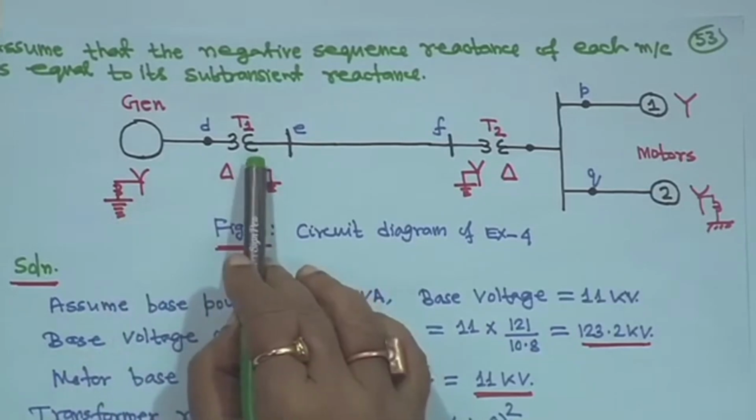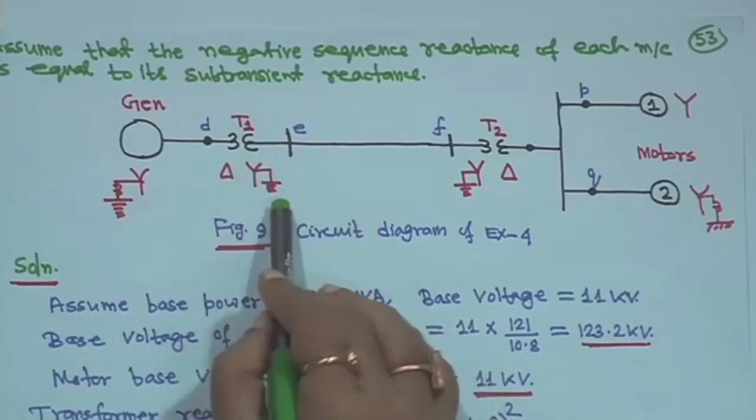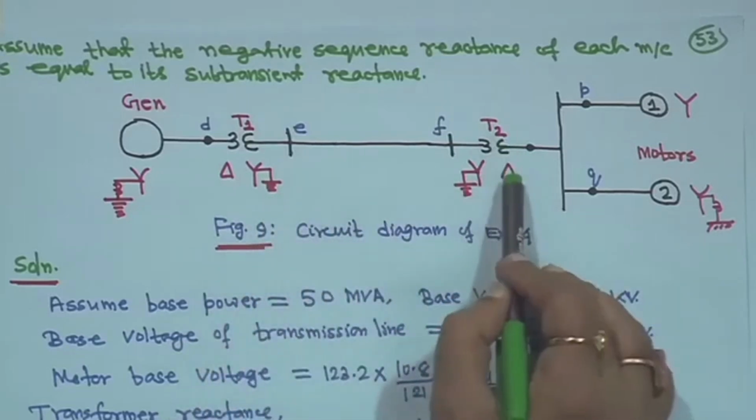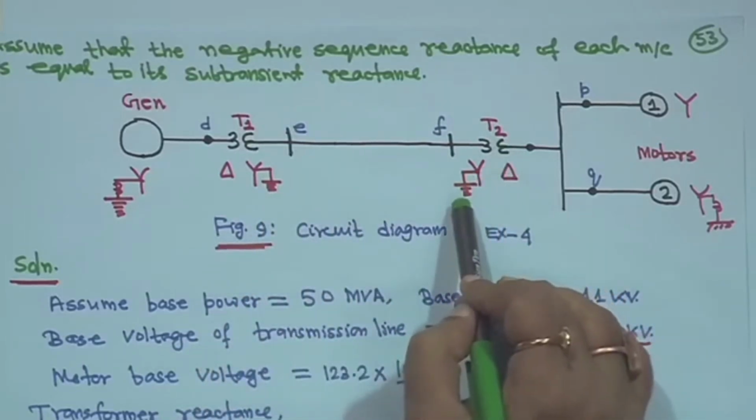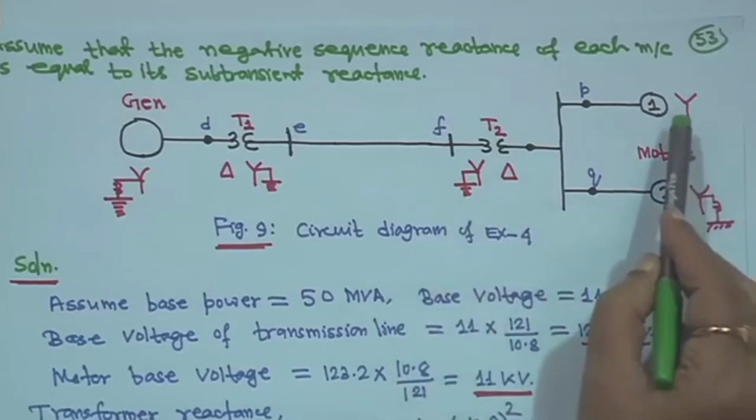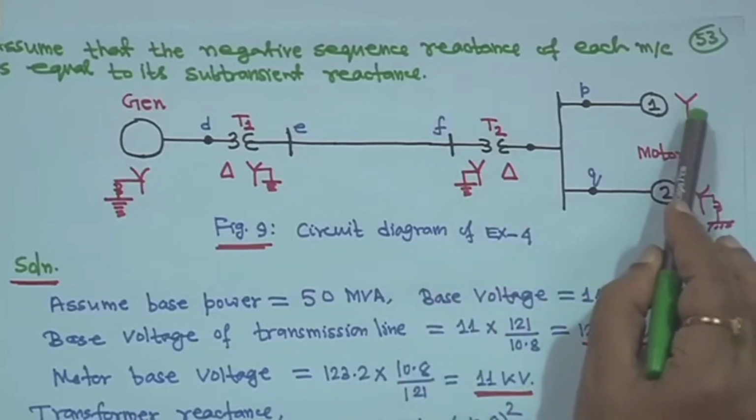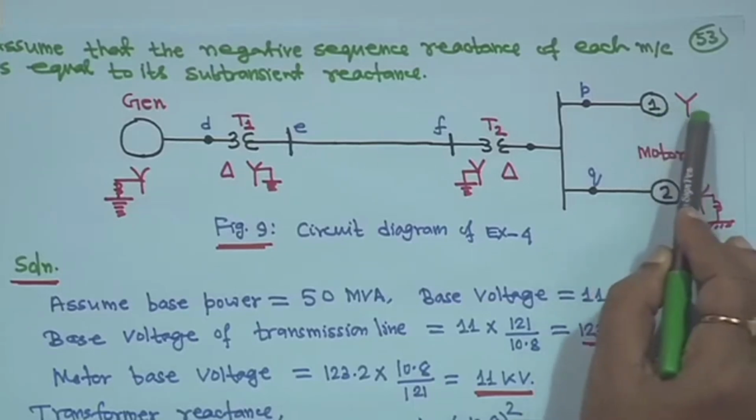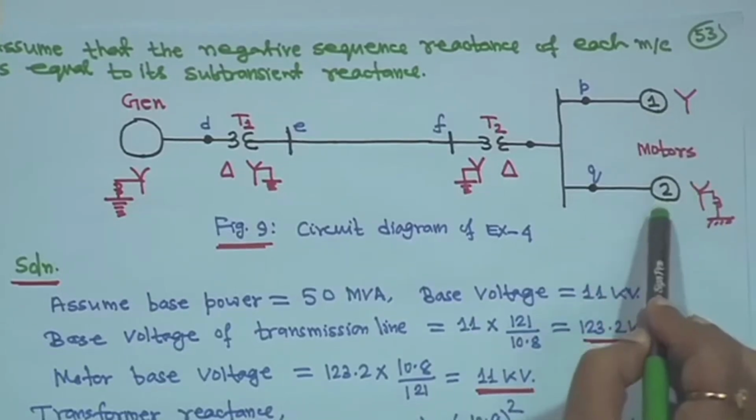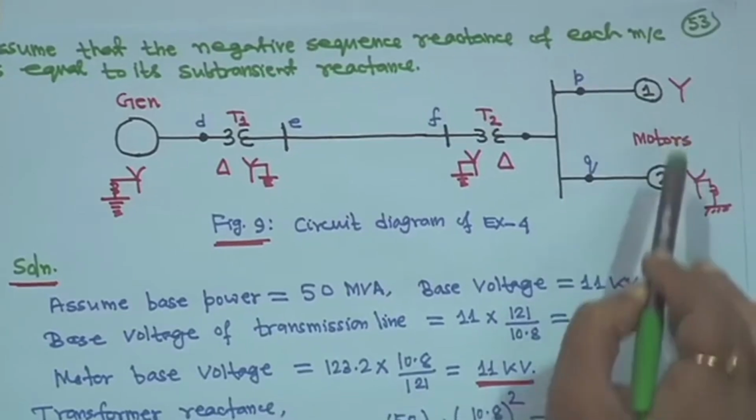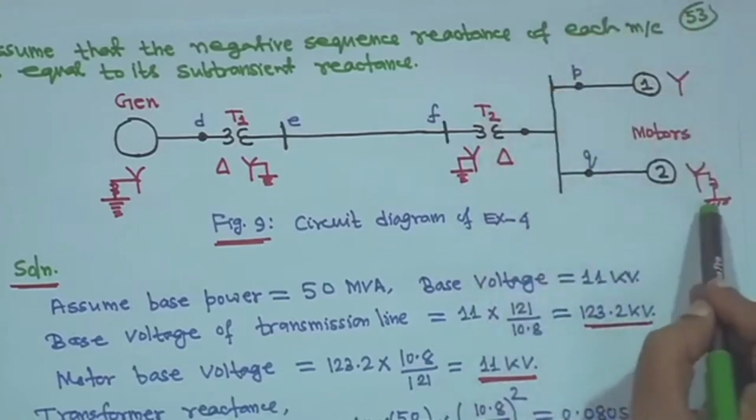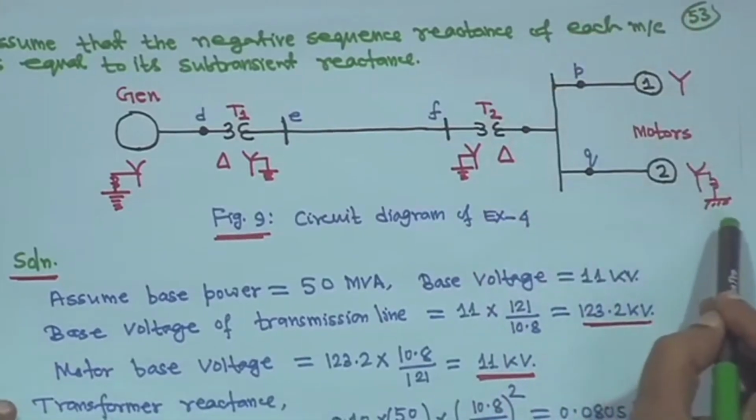This is transformer T1, this is your delta star transformer, star side is grounded. This is transformer T2, star delta, here also the star side is grounded. Here also your motors: this is motor 1, here it is star but no ground, and this is motor 2, with 2 written in brackets inside the circle, here also I have written 1, and this motor is grounded, right.